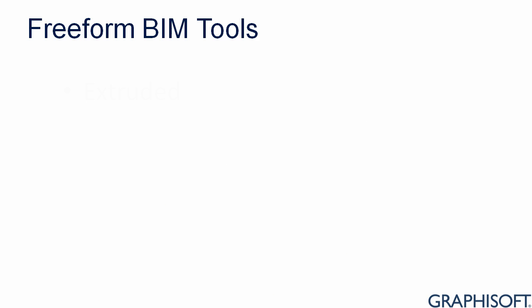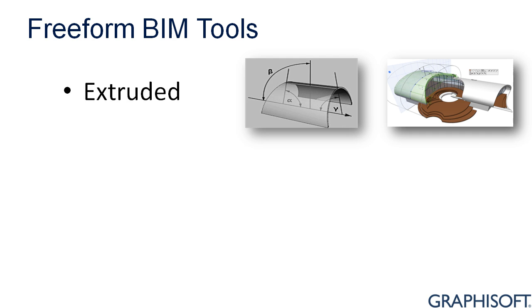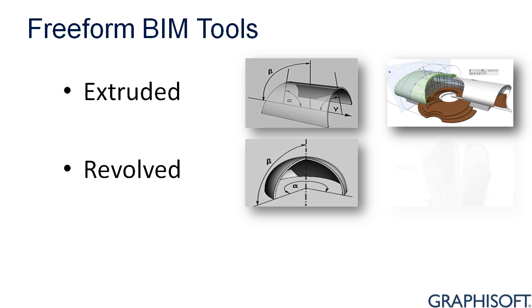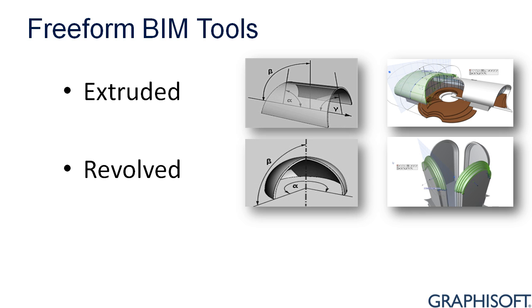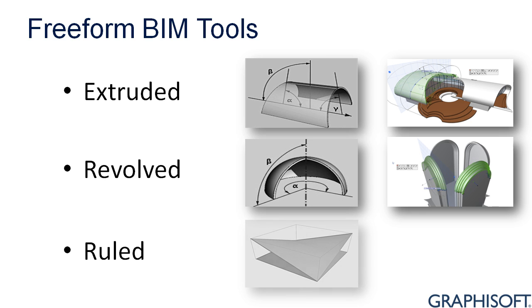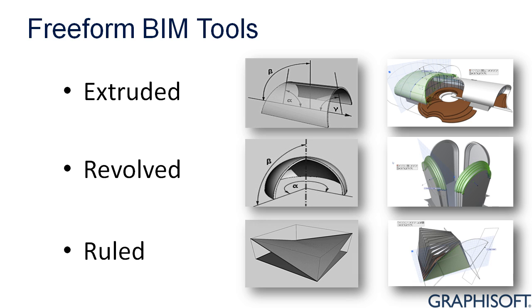ArchiCAD 15 expands the design capabilities of its BIM tools, including new shell structures, to support the broadest spectrum of architectural shapes and forms prevalent in both classical and modern architecture. ArchiCAD offers 3 types of shell structures: extruded, revolved, and ruled shells.